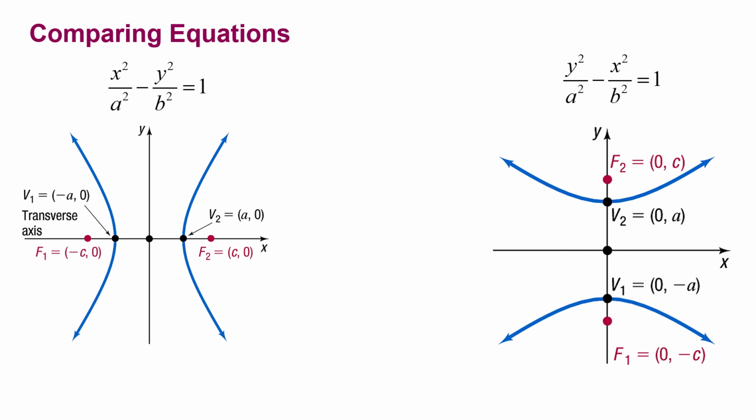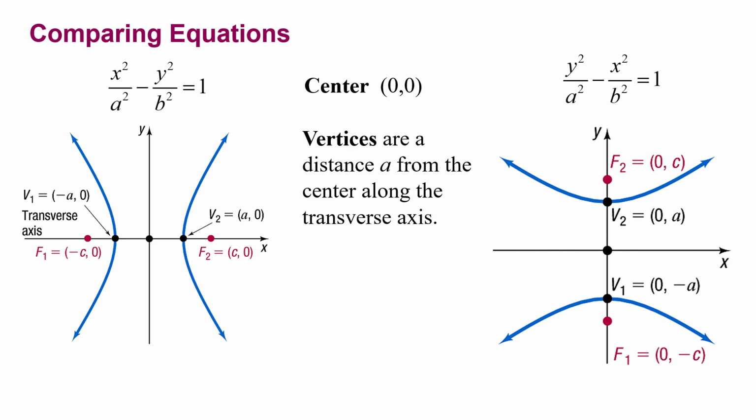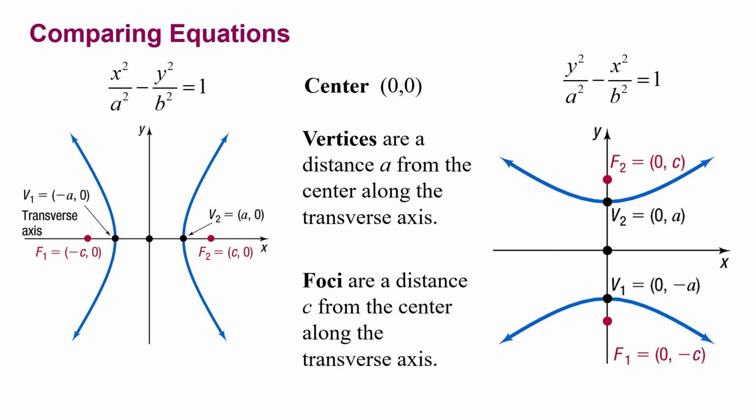Now let's make a few notes. For both equations, note the center is at the origin. Also for both equations, the vertices are a distance of a from the center along the transverse axis. And similarly, the foci are a distance of c from the center along the transverse axis.